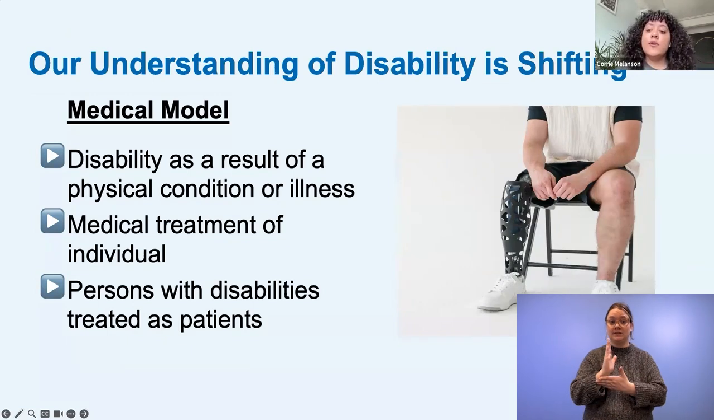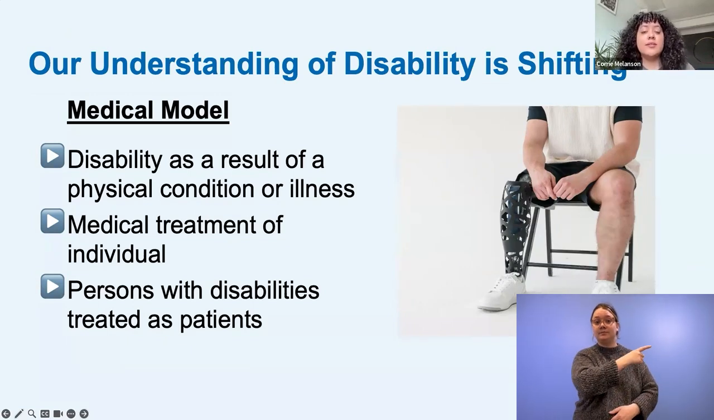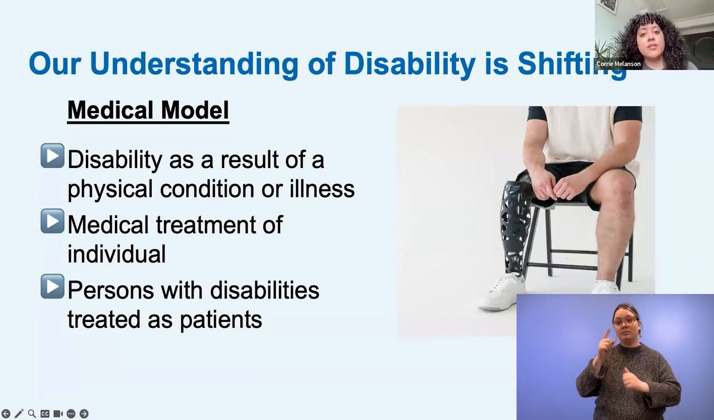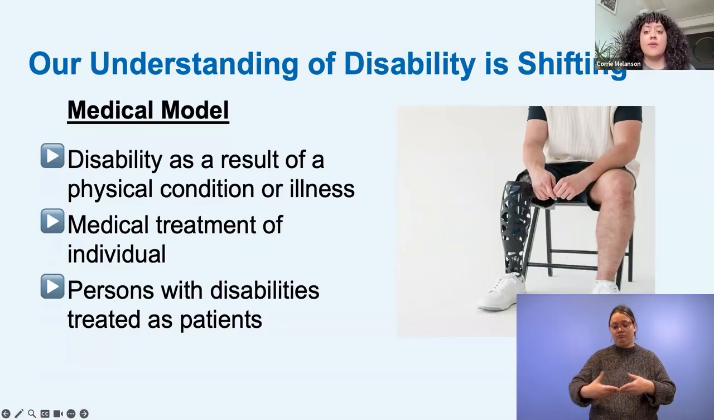And on the side, there is a photo of a man with a prosthetic leg seated in a chair. And the photo is from the chest down, indicating and symbolizing how the medical model sees a person as their disability and not as a full person.